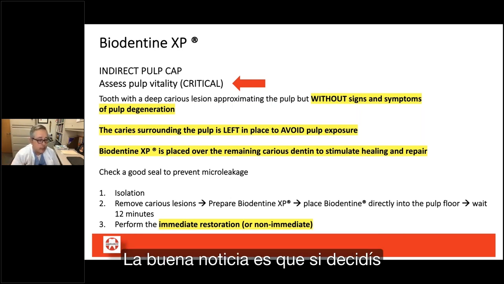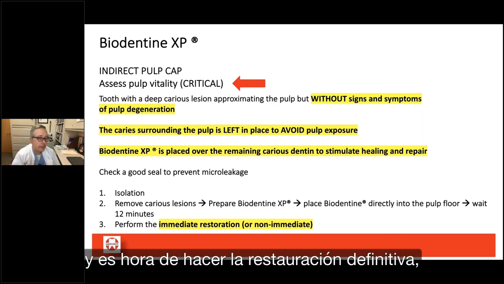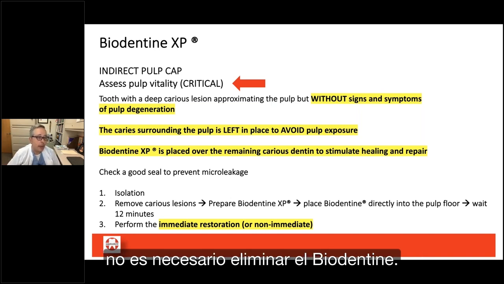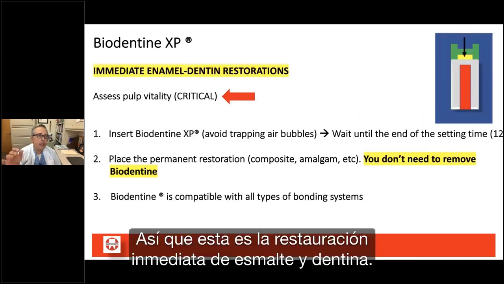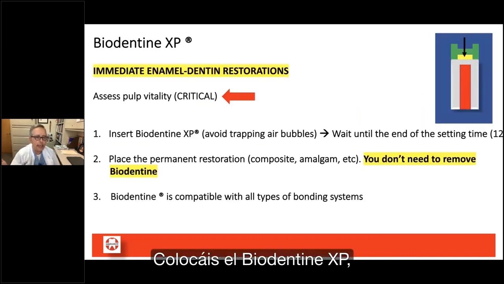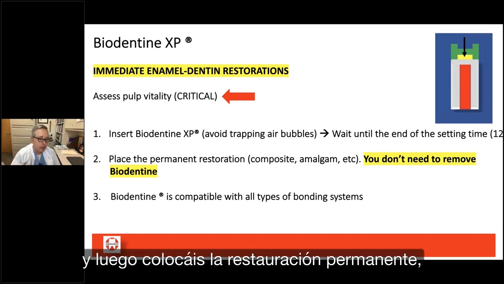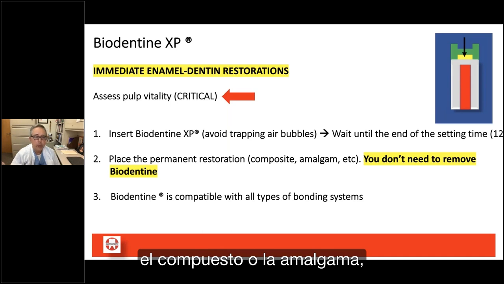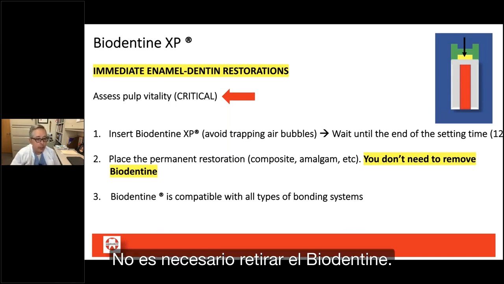The good news is, if you decide to do a non-immediate restoration and you wait 2 or 3 months, and it's time to do the definitive restoration, you don't need to remove the Biodentin. Actually, you need to leave it there. So this is the immediate enamel-dentin restoration. You place the Biodentin XP, you wait until the end of the setting time, and then you place the permanent restoration, the composite or the amalgam. Or you can place a stainless steel crown. You don't need to remove the Biodentin.